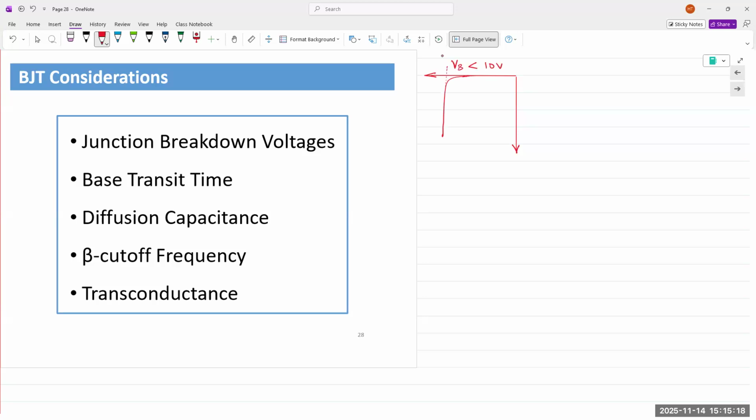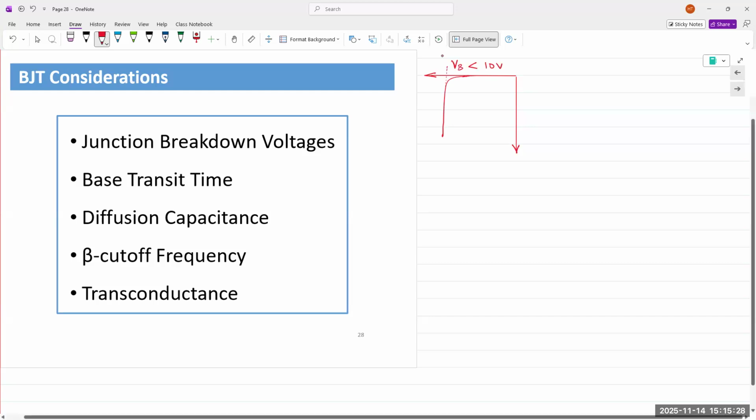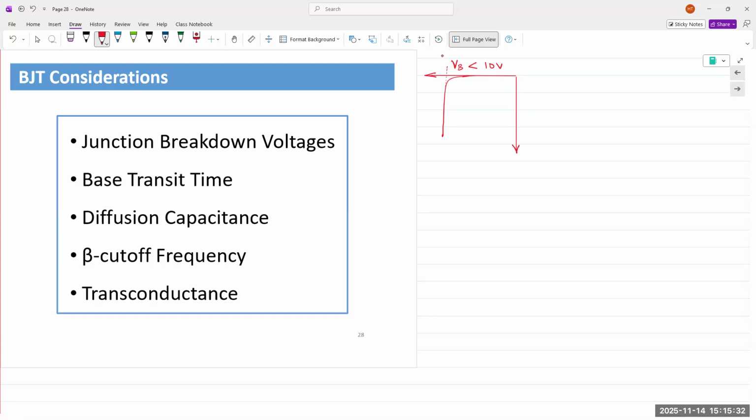How many of you performed this procedure? At least in my lab, we did. I don't know the others. All right. So do you all recall what voltage it broke down approximately? So approximately 9 volts or so. So this is the base emitter junction.